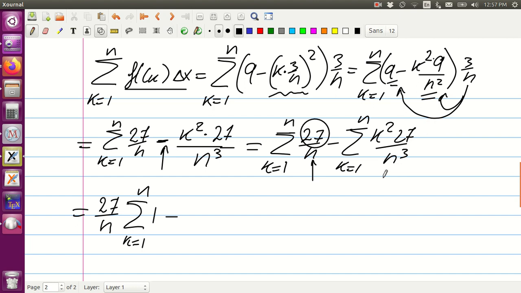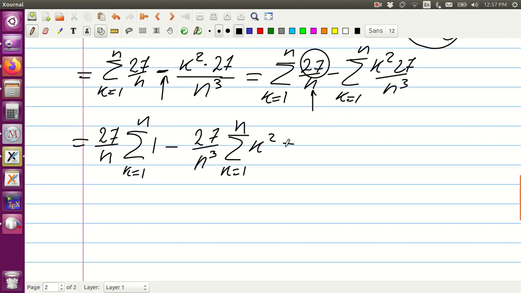Then we put the minus, and we'll also try to think the same way for the second sum. 27 goes out, n cubed goes out, so we're left with k squared, but k depends on k, right? From 1 through n. So let's try to do a little bit more. So we add a constant n times, so it's n times 1. So it's 27 over n times 1. Minus 27 over n cubed.